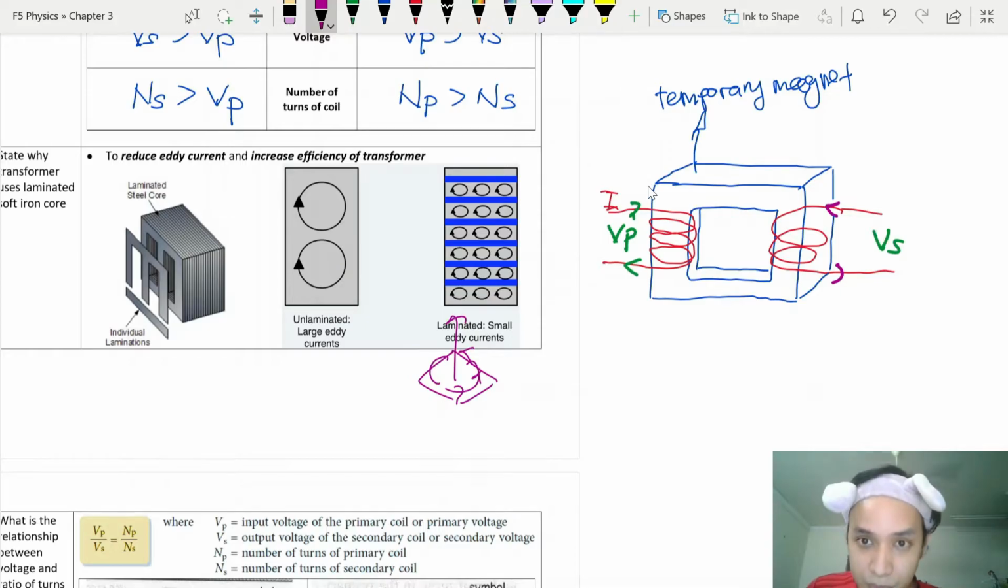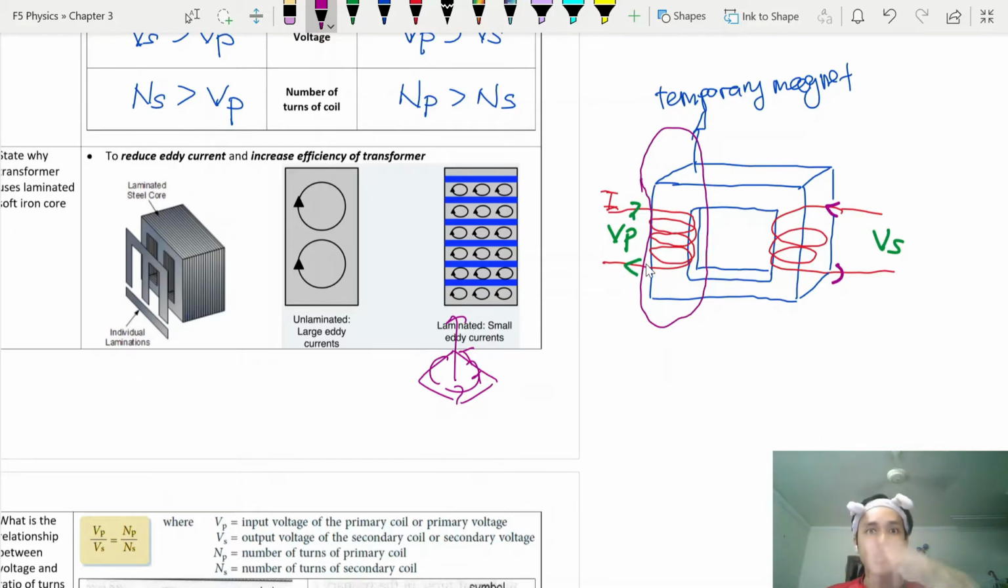So when there is a change in the magnetic flux, to explain it in more layman terms, it means that your magnetic flux, or your magnetic field, starts to move on the left side. I will separate it into two parts first. So here the input current moves.